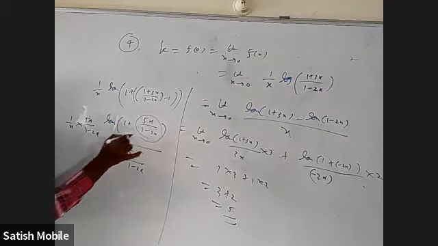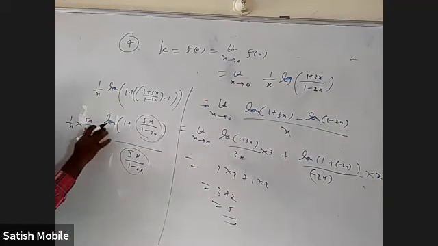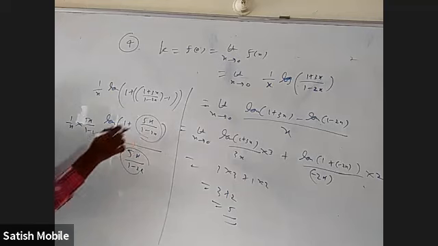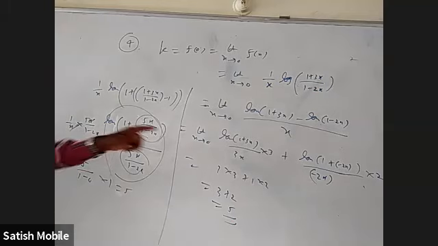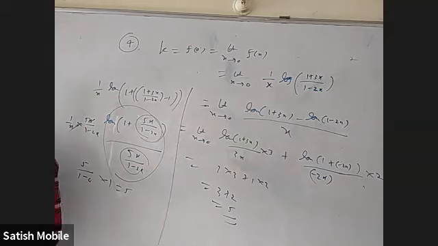Now, if you call this as some y, this is log(1+y)/y, and y is tending to 0, this limit will be 1. What will happen to this? x and x will cancel. 5 by 1 minus 0 into 1, again 5. You can do like this or like this, same. Ultimately, we are using one formula, log(1+x)/x, x tending to 0, that limit is 1.